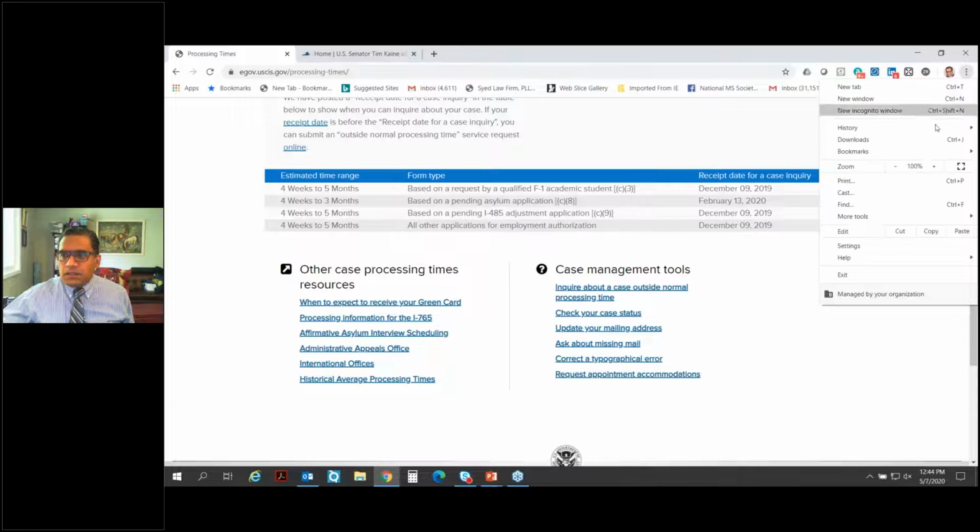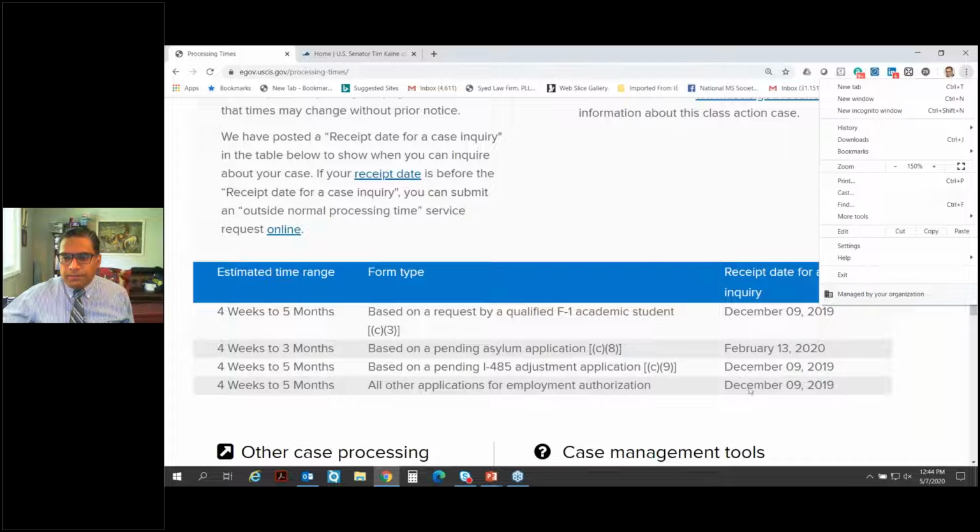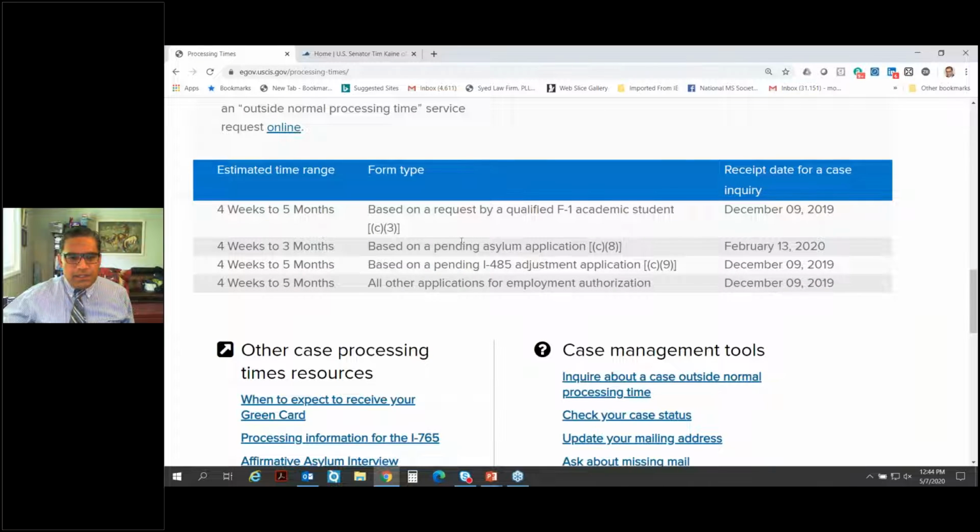Hopefully you can see this. This chart tells us, if we have an employment authorization based on a student visa, 4 to 5 months. Based on asylum, based on an adjustment application, which will generally be your family-based or work-based, 4 weeks to 5 months. So these times are actually not bad, but if you're an outlier on the 5 months, that's really long. Now, so what can you do?